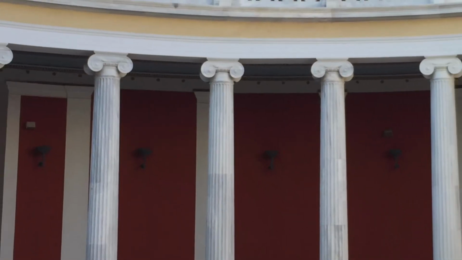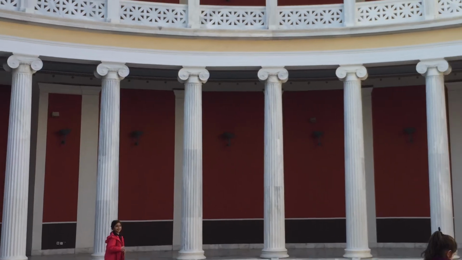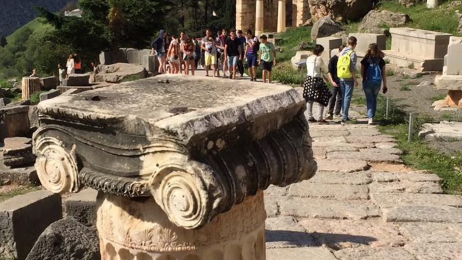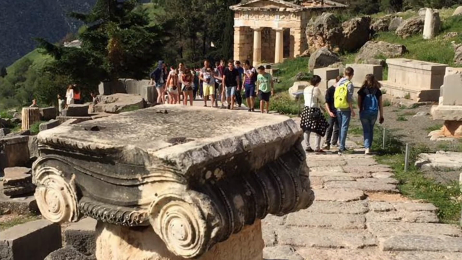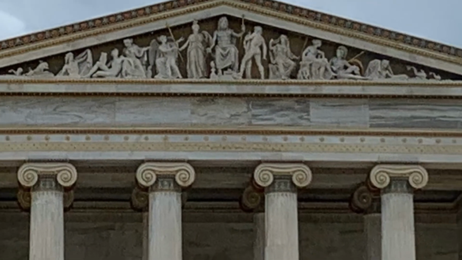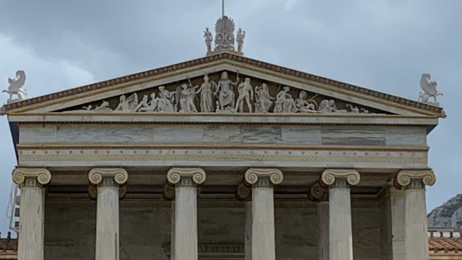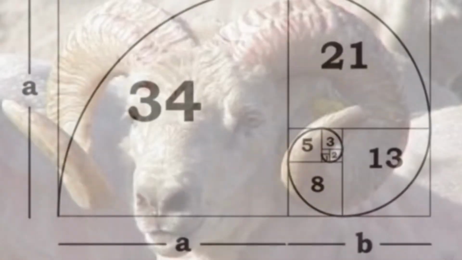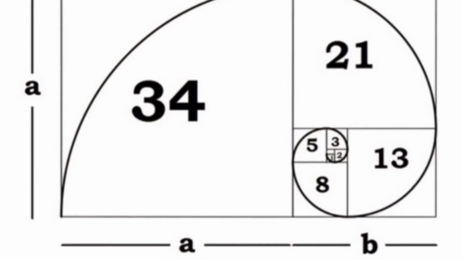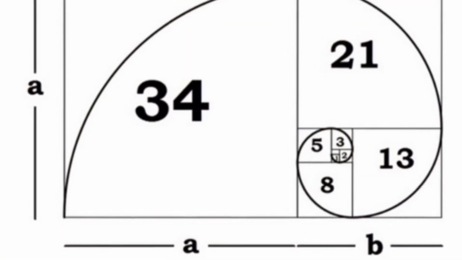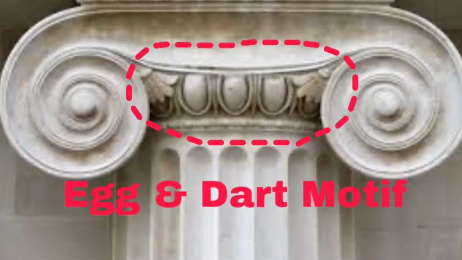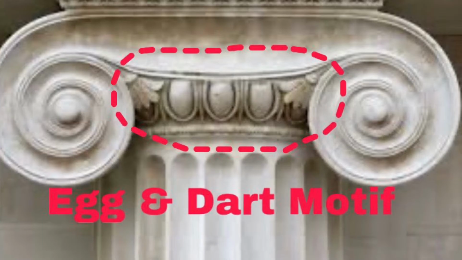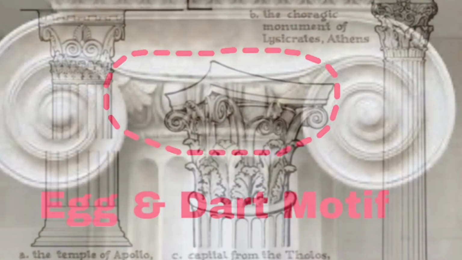Again, however, the defining characteristic of an Ionic column is its capital. The Ionic capital had a scroll shape, and the scrolls are called volutes, so they have what we call voluted capitals, similar to the shape, again, of a nautilus shell or a ram's horn. So here, the Fibonacci sequence is clearly on display. In between the scrolls, or the volutes, is a decorative device that's known as the egg and dart motif.